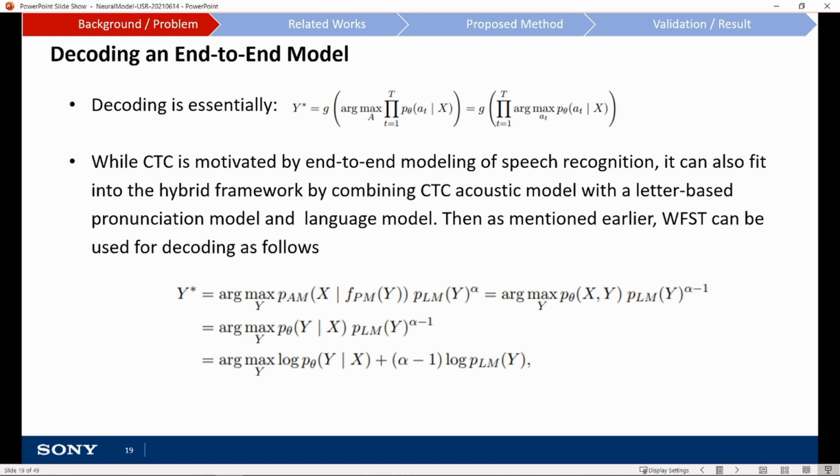And the likelihood can also be inferred in a direct manner. While CTC is motivated by the end-to-end modeling of speech recognition, it can also fit in the hybrid framework by replacing the acoustic model in the following way. And this is precisely how the wav2vec-U model works. It actually models an acoustic model in an end-to-end manner using the CTC framework, and then later uses an independent language model to get the words.